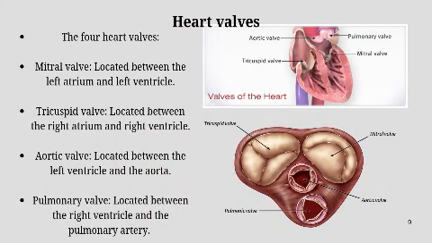Let's talk about heart valves. The four heart valves: the mitral valve, located between the left atrium and left ventricle. The tricuspid valve, located between the right atrium and right ventricle. The aortic valve, located between the left ventricle and the aorta. The pulmonary valve, located between the right ventricle and the pulmonary artery.